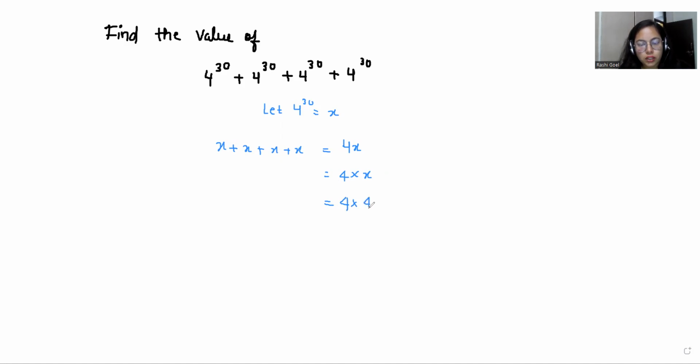4^30. Now we know the identity that x^a multiplied by x^b equals x^(a+b). So 4^1 times 4^30, we can write it as 4^35. So this is our answer.